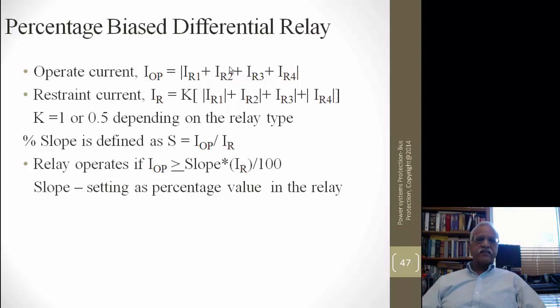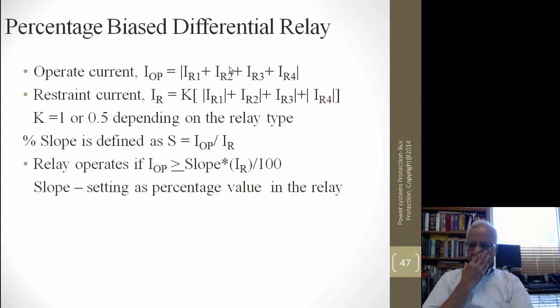The slope is defined as I operate to I restrain, and the relay operates if the operating current is greater than the slope times I restrain divided by 100. Slope is a percentage slope, that's why we have that 100. Let's take an example. If the operating current is 1 ampere and the restraining current is 2 amperes, and the slope is set to 50%, 1 divided by 2 is 50%. It is a threshold of operation.